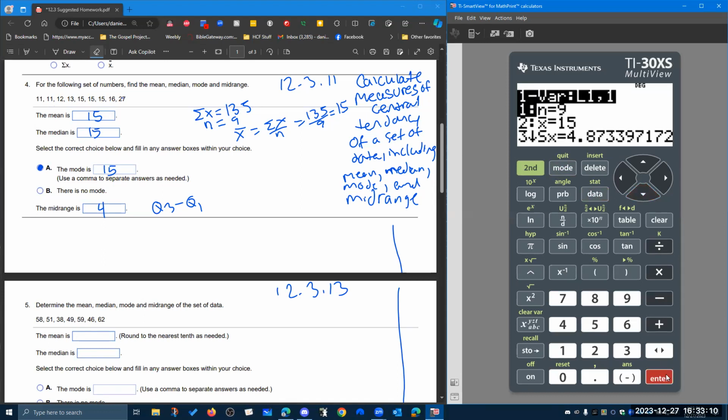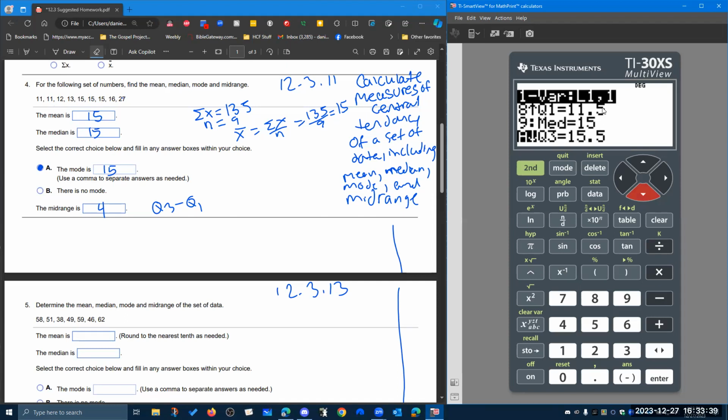So I'm going to calculate, and there's my x bar is 15. When we get to standard deviation later, there's my sample standard deviation. There's, if it was a population, what my standard deviation was. There's the sum of my x's, the sum of my x squareds, my minimum x value. There's my first quartile, which I need to find my mid-range. There's my median. There's my Q3.